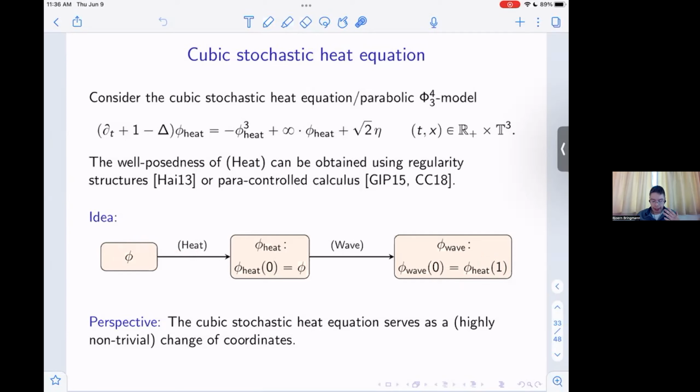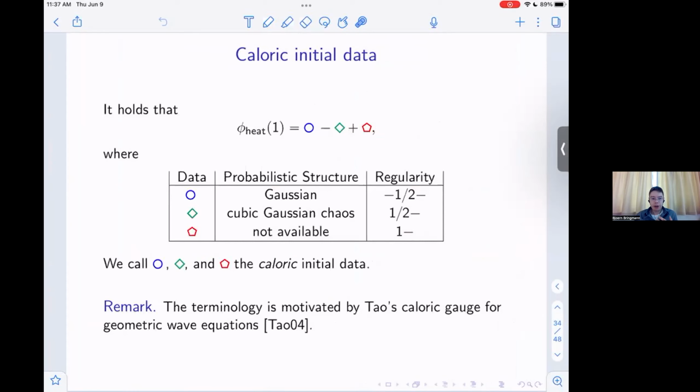So the one thing that I still owe you is why this phi heat of 1 is better than the sample that we started with. So why is this change of coordinates good for us? And the reason why it's good for us is because the phi heat of 1 has a random structure that we can leverage. Okay, so I can write this phi heat of 1 as a superposition of 3 different terms. These 3 different terms are denoted by using different colors and different shapes.